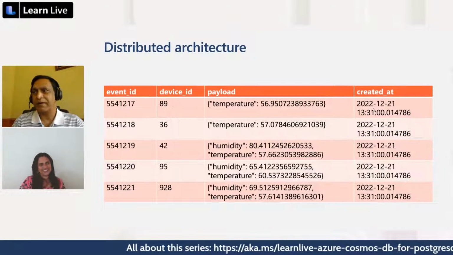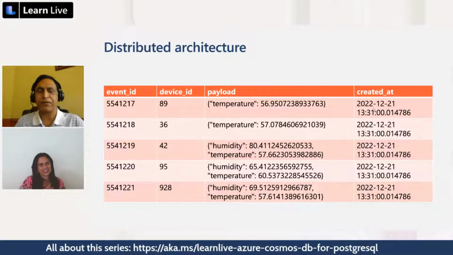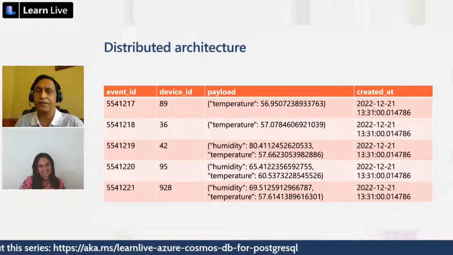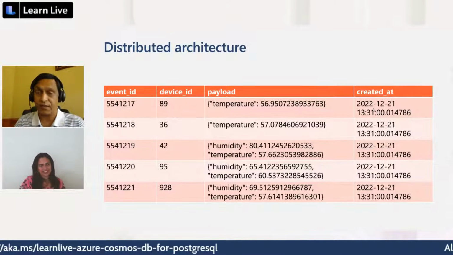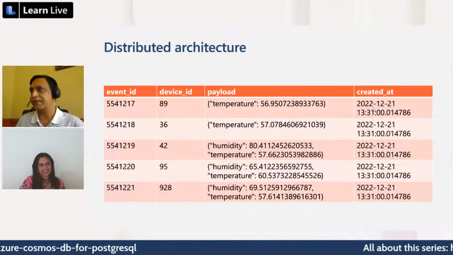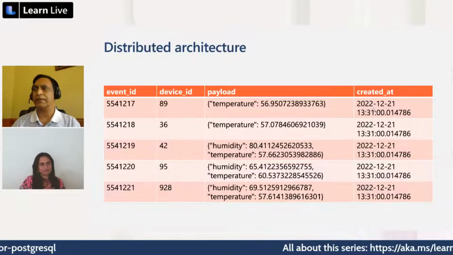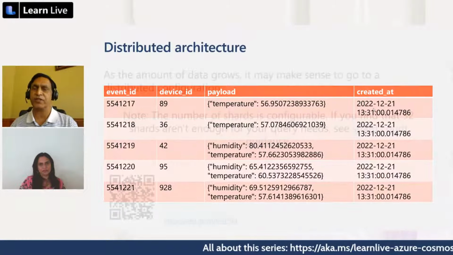That's what we planned for, right? So how do we distribute the data to scale horizontally? So for example, you have the data in the event table. This is the huge table, right?